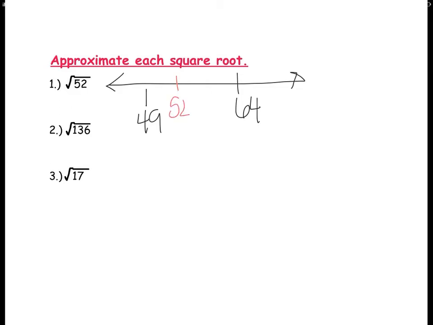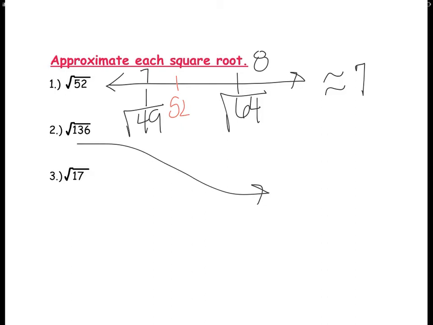So let's think. What is the square root of 49? Well, that would be 7. What is the square root of 64? That would be 8. Since 52 is closer to 49, we would say the square root of 52 is about 7. Let's do 136.